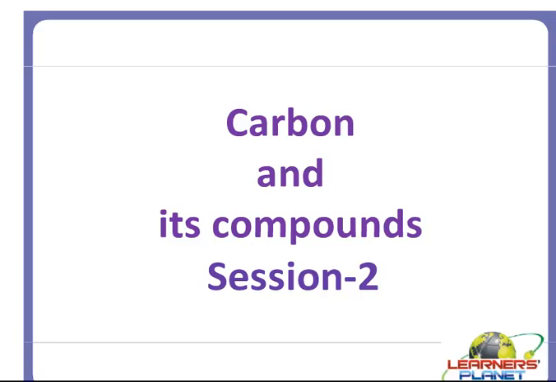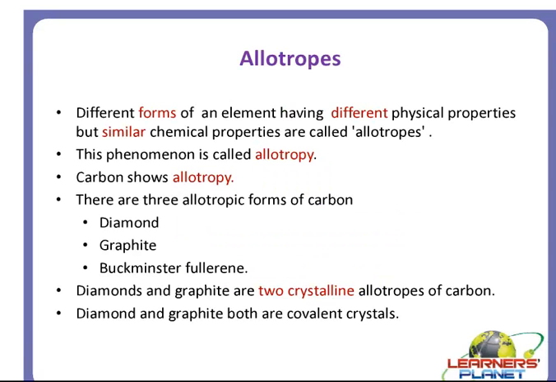In our previous session, I discussed the position of carbon in the periodic table, its atomic number, its atomic weight, and the type of bonds it forms. About the valency of carbon, I told you that carbon is tetravalent because it has 4 electrons in the valence shell. Now in this session, we will be discussing the allotropes. Now let's take up the allotropes.